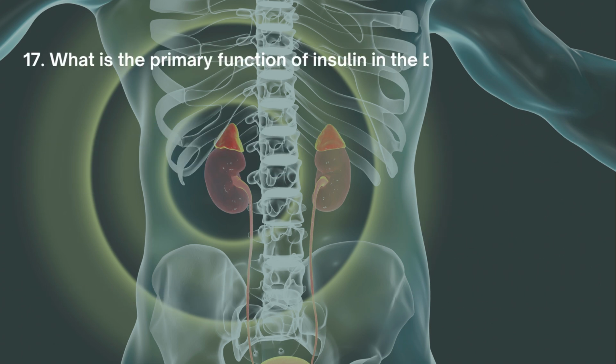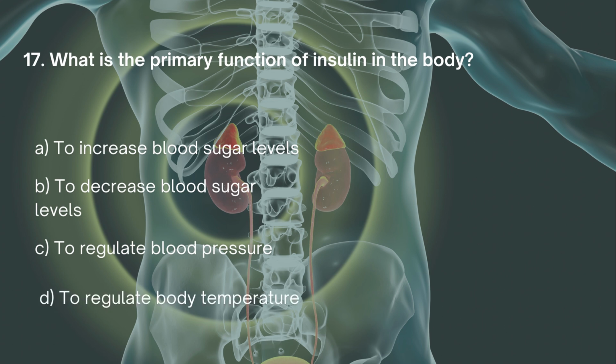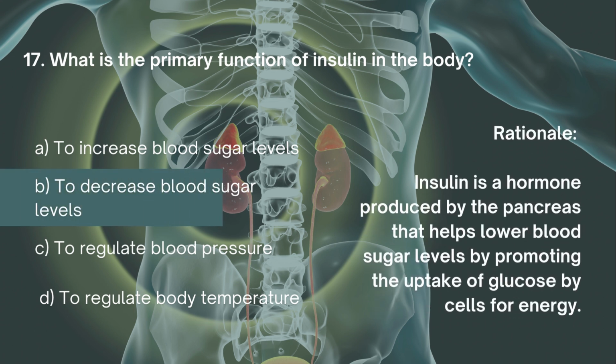17. What is the primary function of insulin in the body? A. To increase blood sugar levels. B. To decrease blood sugar levels. C. To regulate blood pressure. D. To regulate body temperature. Rationale: Insulin is a hormone produced by the pancreas that helps lower blood sugar levels by promoting the uptake of glucose by cells for energy.